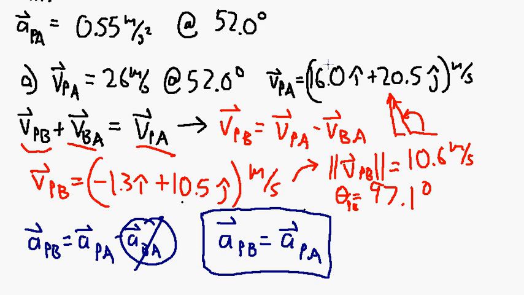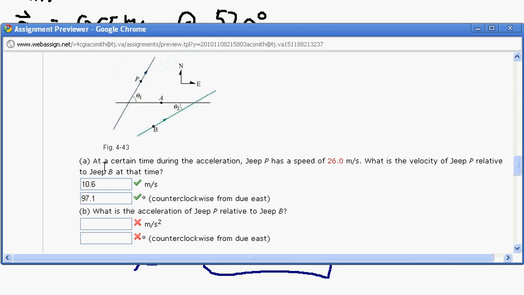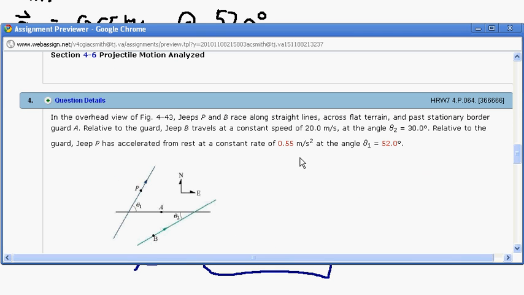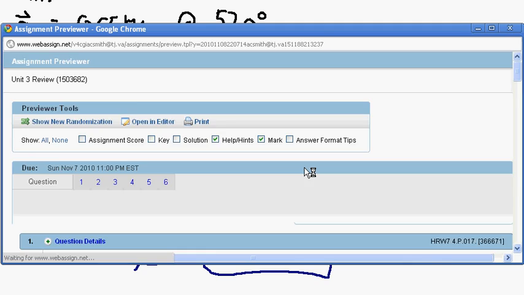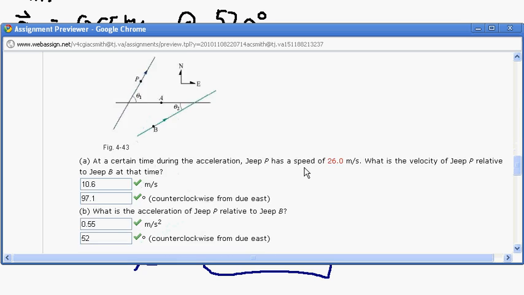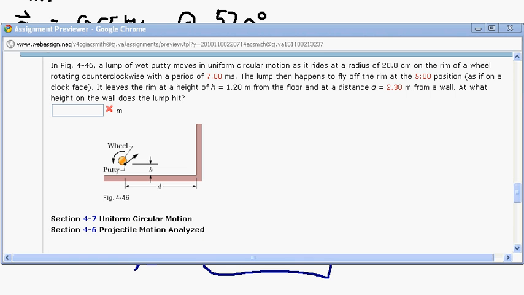And then they've been so kind as to give us the magnitude and angle for that. So we just take this, and what do we say? It was 0.55. In fact, we're just copying down numbers from here. 0.55 and 52 degrees. And let's see. Yeehaw. There we go. Okay, I'll move on to the next problem.